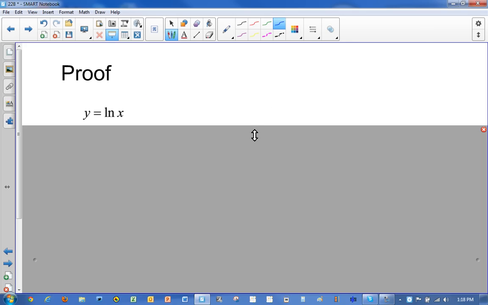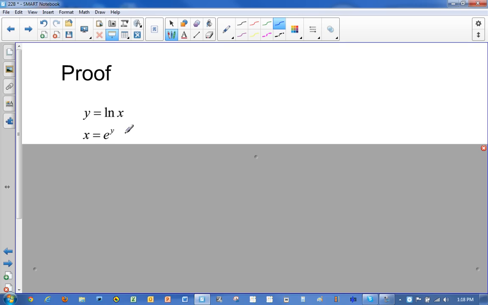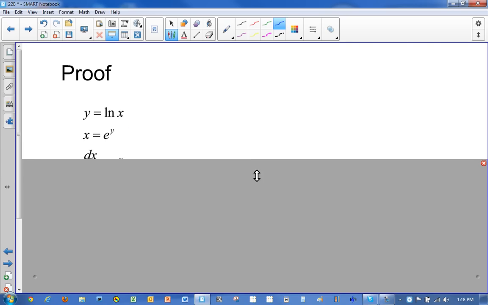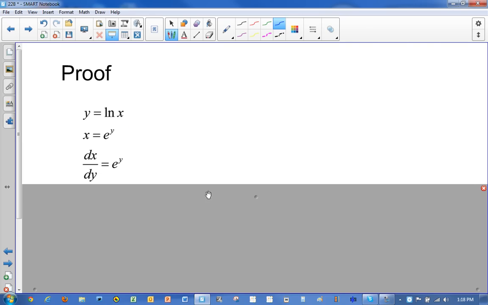y equals the natural log of x. So what I'm going to do, since I already know how to find the derivative of e to the x, which I did in the last video, I'm going to change this function so that instead of y depending on x, x depends on y. x is a function of y. So I can find dx/dy.